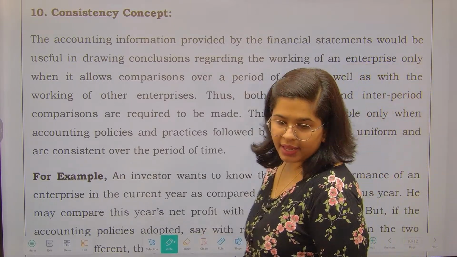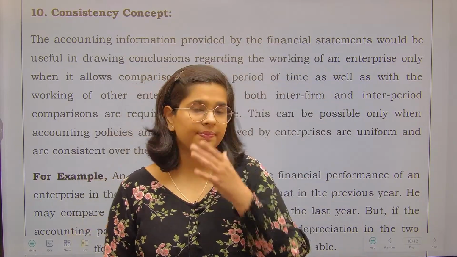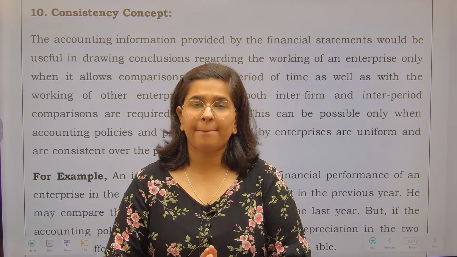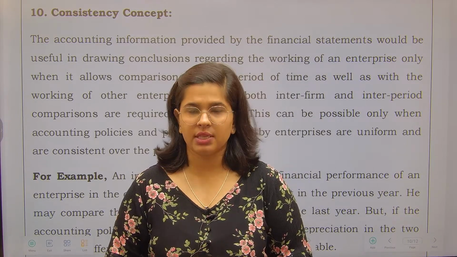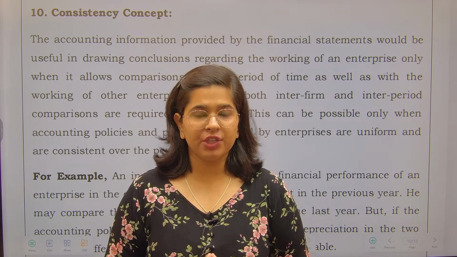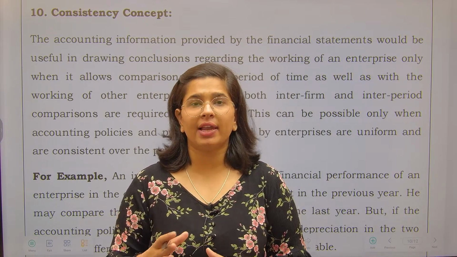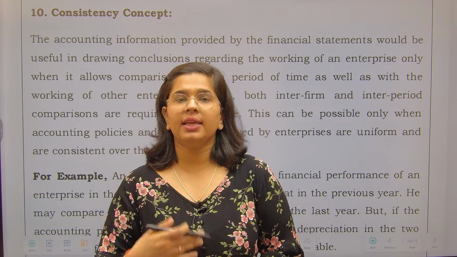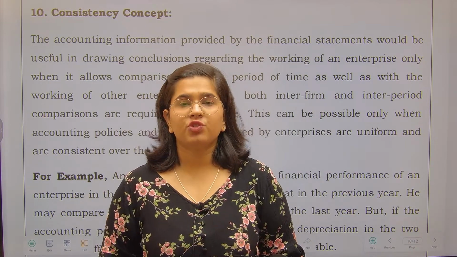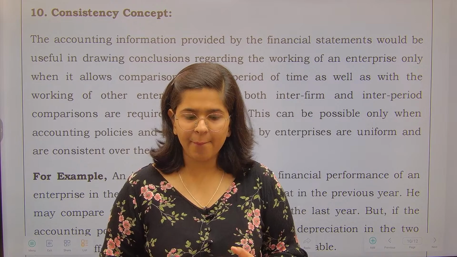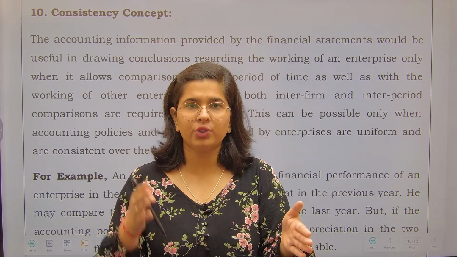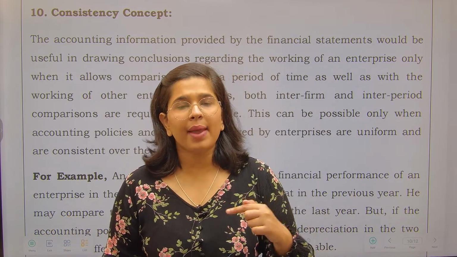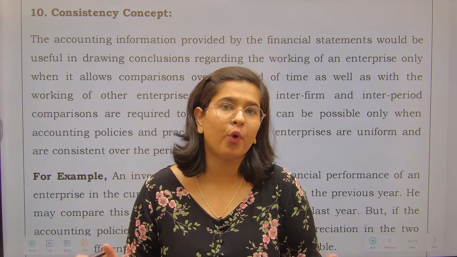What does the consistency concept say? It says that whatever accounting principles and concepts you are using, please be consistent in their use. Suppose I calculate my depreciation on the basis of written down value method. In the year 2021, I used written down value method. In the year 2022, I am using straight line method. So how can I compare the financial statements of 2021 to 2022? I cannot compare, because why? My method of depreciation is different in both the years.